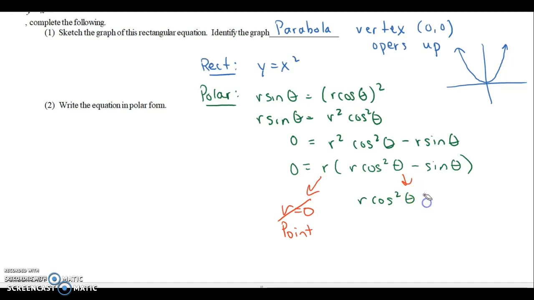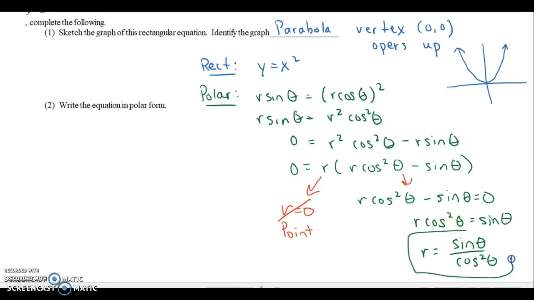So I'm going to take what's inside the parentheses, r cosine squared theta minus sine of theta, and set that factor equal to 0. And I'm going to solve for r. First off, I'm going to start by adding sine of theta to both sides. So I have r cosine squared theta equals sine theta, and then I can simply divide by cosine squared theta. So my answer would be r equals sine theta over cosine squared theta. You can take that over to your graphing calculator once again, graph it, make sure that you end up with the graph that's up there above.